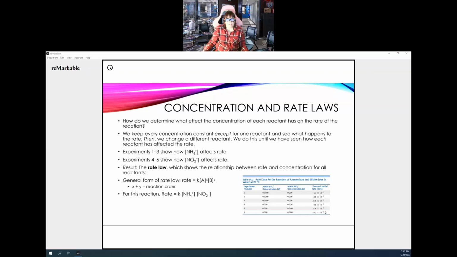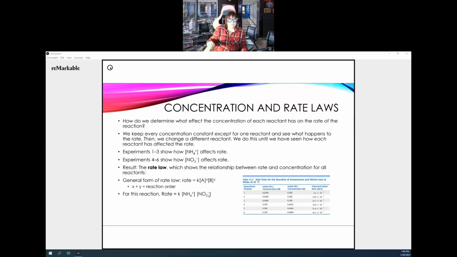Once we've been able to analyze what effect each concentration has, we can write something called a rate law, which shows the relationship between rate and concentration for all reactants. The general form of the rate law is rate is equal to k times [A] to the x, [B] to the y, where x plus y is equal to the reaction order. So there'll be an order for each reactant. We'll talk about how to find those. There'll be a rate constant, which is this k. And for this particular rate, we know that this one is k times [NH4 plus] times [NO2 minus]. I'll tell you how we got to that in a little bit, but that's the general form of our rate law.